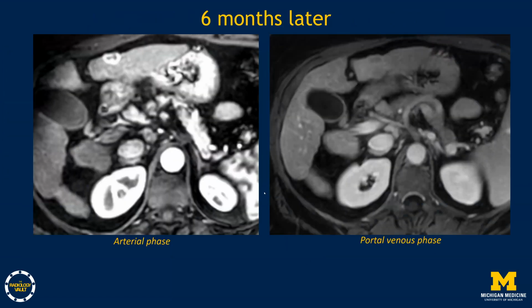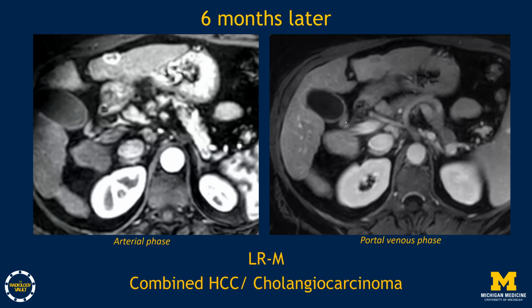6 months later, and you can see this is enlarging. There is a rim arterial phase hyperenhancement. This is developing washout. At this point, we called it an LR-M, and this was biopsied and turned out to be a combined HCC-cholangiocarcinoma, which is a biphenotypic tumor.